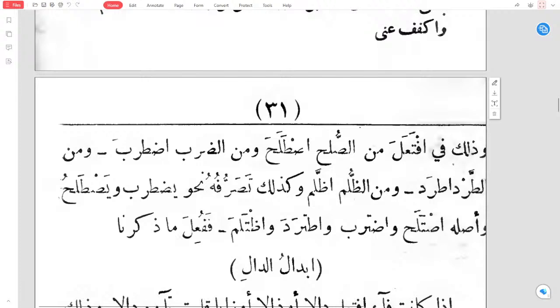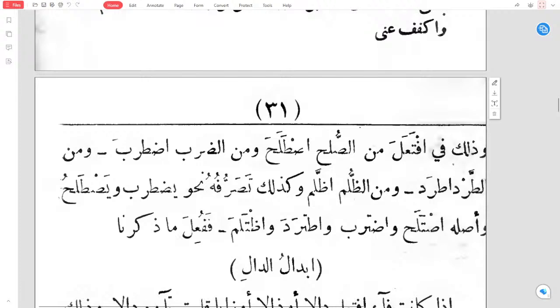So we say اظطلم. وكذلك تصرفه, and like so are all its different forms of this word. So اظطلم the مضارع as well. يظطلم, اضطرب يضطرب. نحو يضطرب ويصطلح ويصطلح. وأصله, and the asl of all of these are اصتلح, اضترب, اضترد and اظتلم.